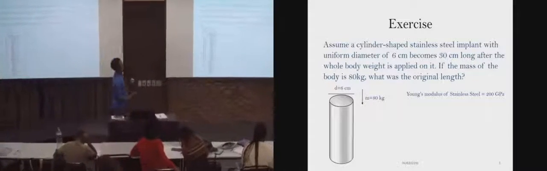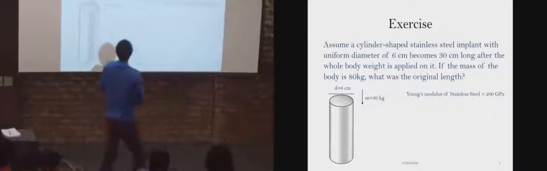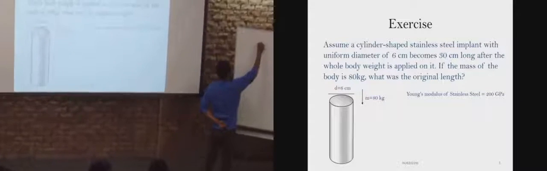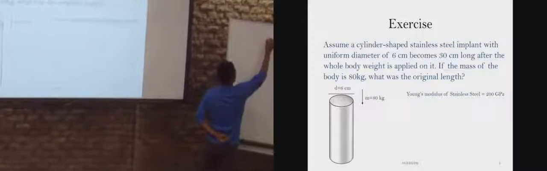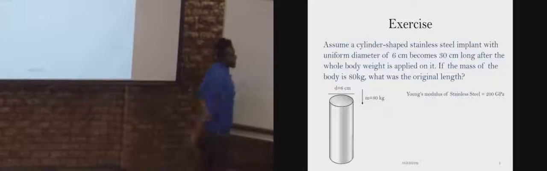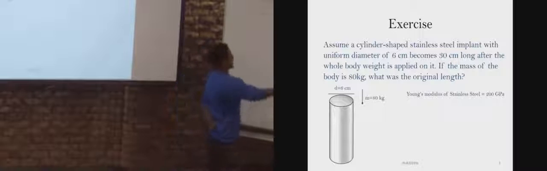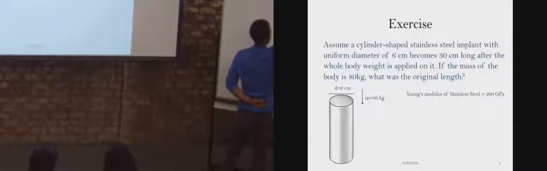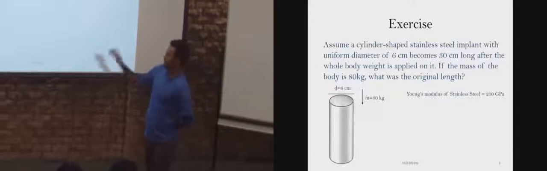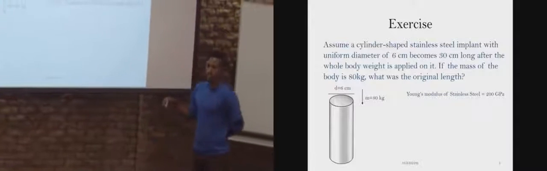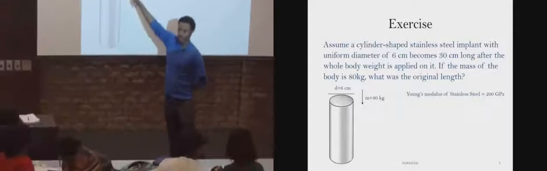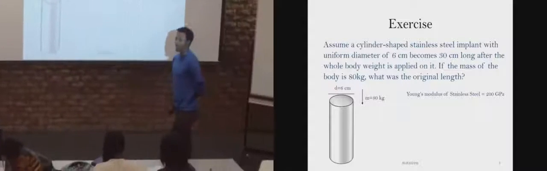Time, let's try it together. So the diameter is 6 centimeter, which means the radius is 3 centimeter. And in terms of standard units, it's equivalent to 0.3 meters. This is a uniform diameter because the uniformity affects the way of loading.